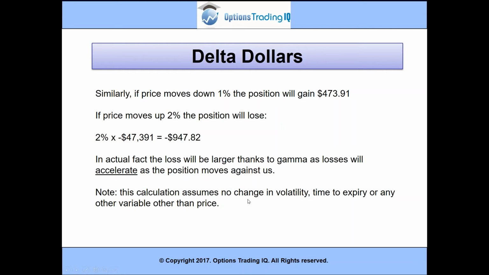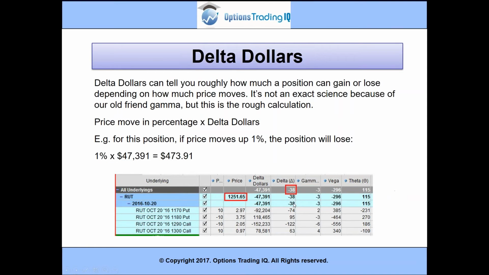Also note that this calculation assumes no change in the other variables, so no change in volatility, time to expiry, or any other variable other than price, okay? So again, if we go back, we're talking about, say, a 1% move against us, we're losing 473. It could potentially be a little bit less because we're short Vega. So as the market goes up, volatility is going to be dropping. So we might be okay a little bit. We might make a little bit less of a loss because volatility is dropping.